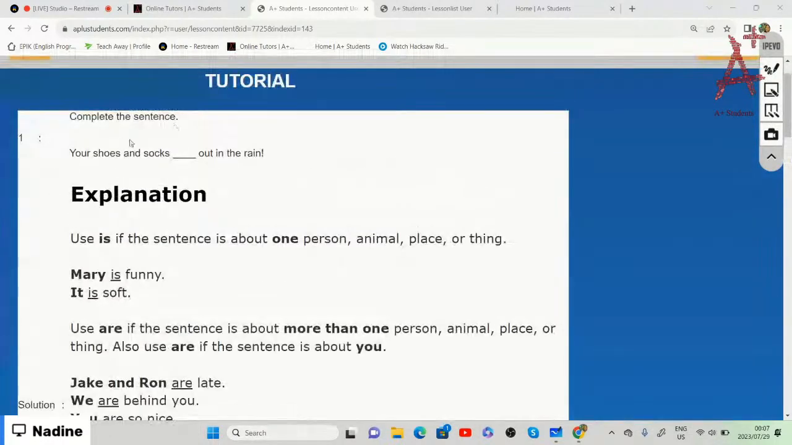Okay, so if we look at the sentence over here, right, it says you need to complete the sentence. Your shoes and socks.